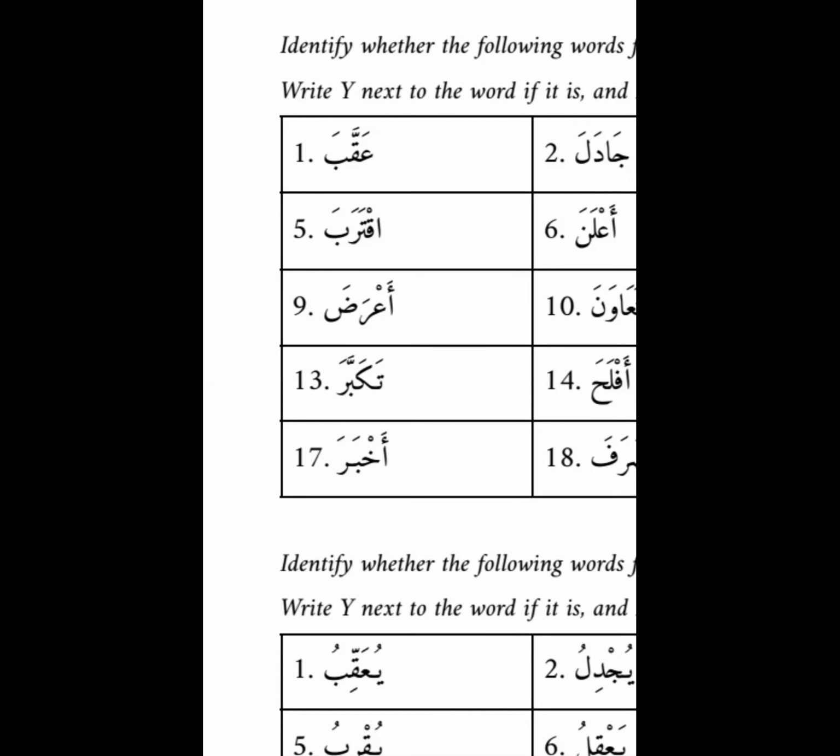So here, number 5, it's iqtaraba. So you don't hear the n sound, so it cannot be the inqalaba family. It can only be the iqtaraba family, right? Because there's iq starting with a kasra and then there is a ta right after. Okay, can someone do the past tense conjugation of iqtaraba?